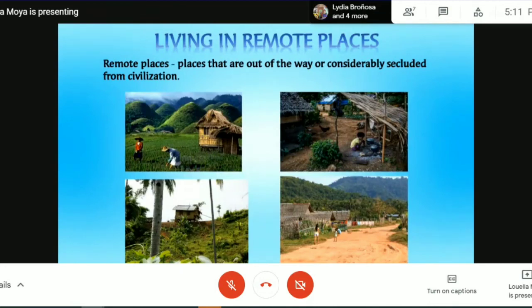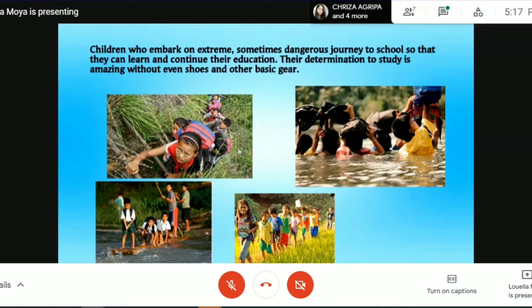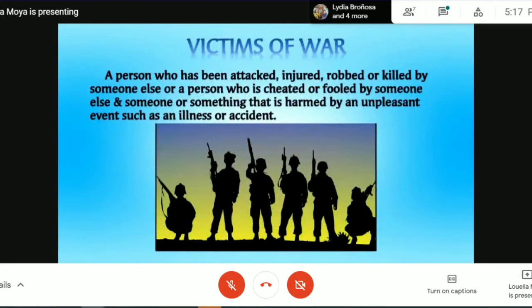So first and foremost, the learners living in remote places. Remote places are defined as places that are out of the way or considerably secluded from civilization. Access to education is a major challenge for children in remote areas. There are many factors that can hinder education, and children would not have been able to attend school for many reasons.